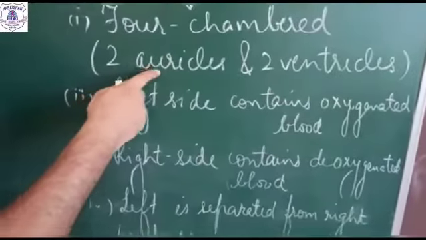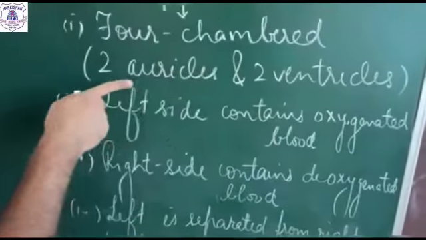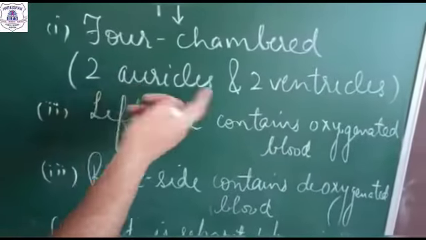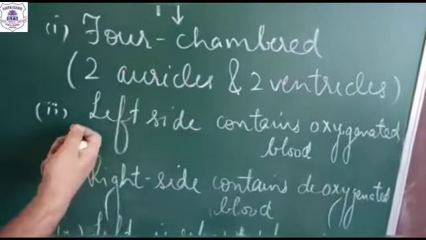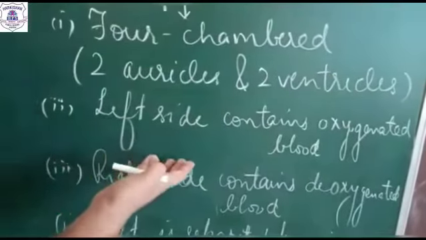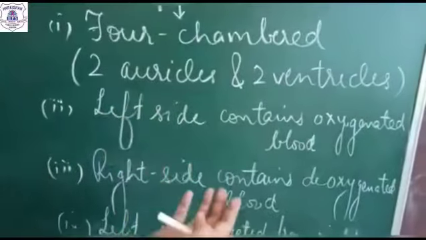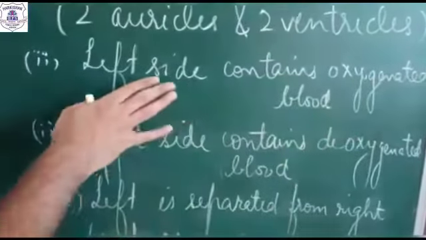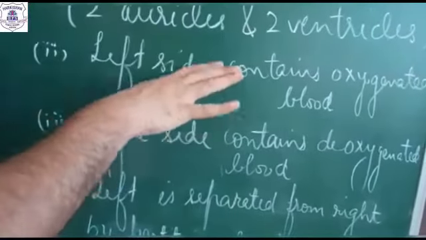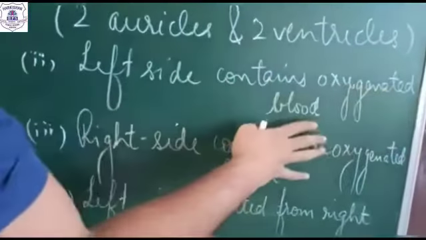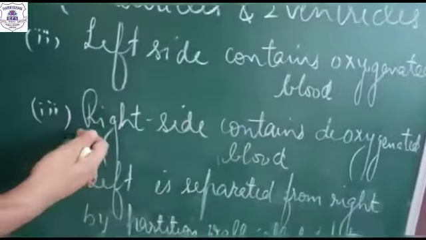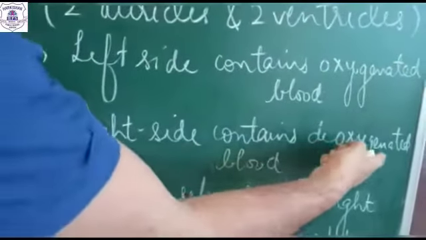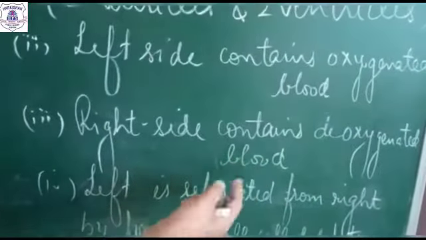So these are the auricles, these are the ventricles. Singular will be atrium, plural we call it auricles. Next, there is the left side of the heart and the right side. The left side of the heart contains oxygenated blood, and on the right side it will be having the deoxygenated blood.